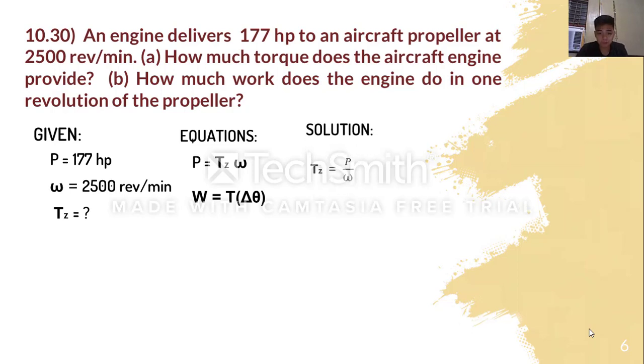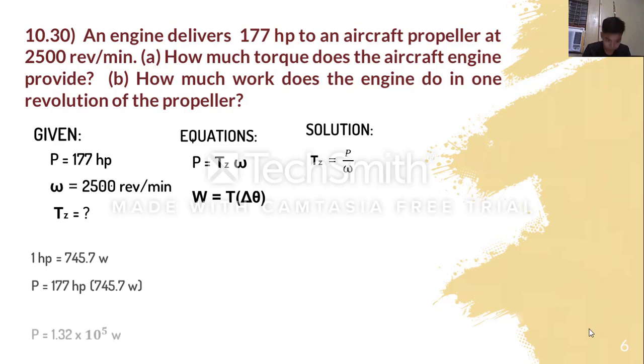So to solve for this, we need the torque, so we need to leave it on one side. So torque will be equal to the power over the angular velocity. But first we need to convert. Our power needs to be in watts, and again our angular velocity needs to be in rad per second. So 1 horsepower is equal to 745.7 watts. So we need to multiply the 177 horsepower by 745.7 watts, which will give us a value of 1.32 times 10 to the 5th power watts.